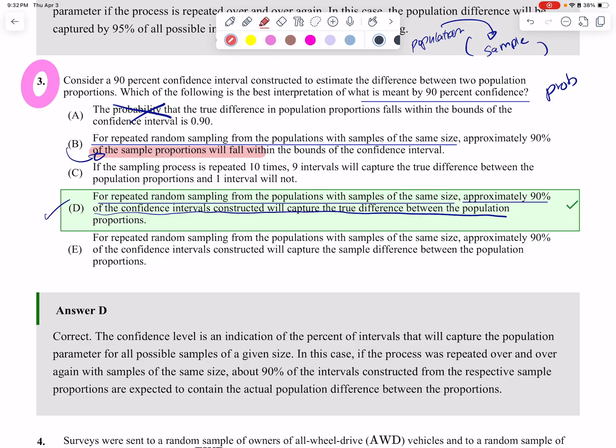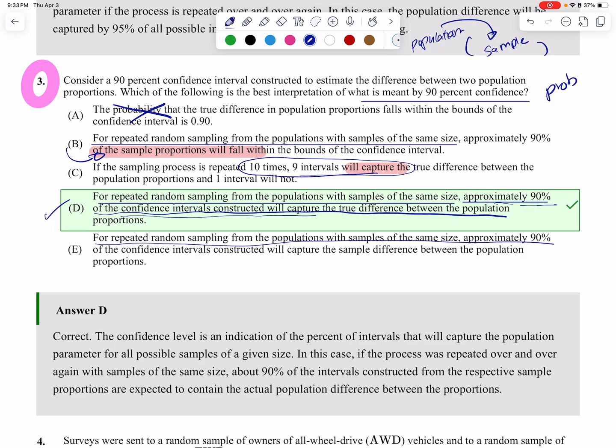This here, letter C, if the sampling process is repeated 10 times, will capture. So "will capture" here is too deterministic. We're not sure. It could. It potentially will. We think it's going to be about 90% in the long run, but not necessarily. This is too deterministic. And then this one here, I know this says "will capture" because this is "approximately 90% will capture," and that's okay. This one doesn't say approximately 90%, it just says it will. So just make sure that you see the difference.